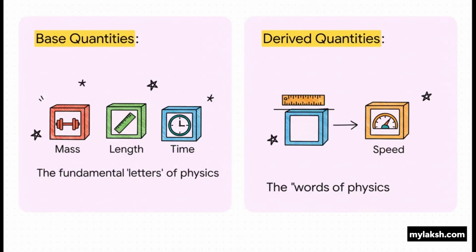Okay, so these quantities come in two main flavors. First, you've got base quantities. Think of these as the individual fundamental letters of our alphabet, like M for mass, L for length, and T for time. Then you have the derived quantities, and these are like the words we build using those letters. A great example is speed. Speed isn't fundamental, it's just length divided by time. It's a word we made from the letters L and T.